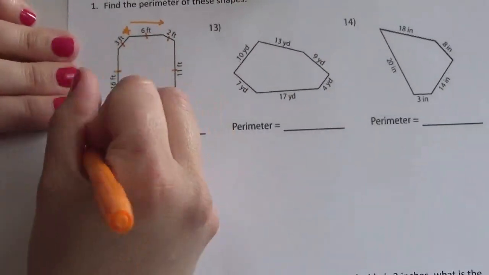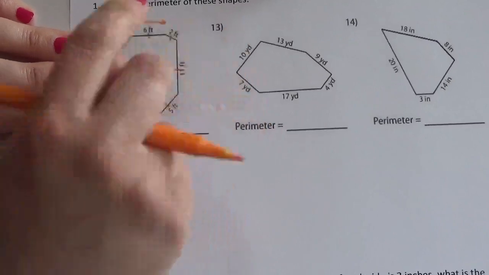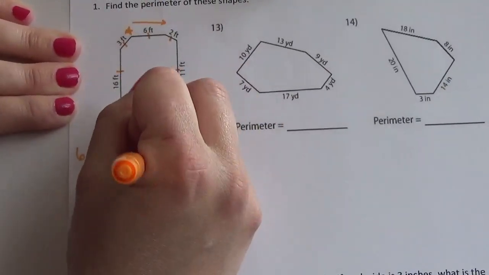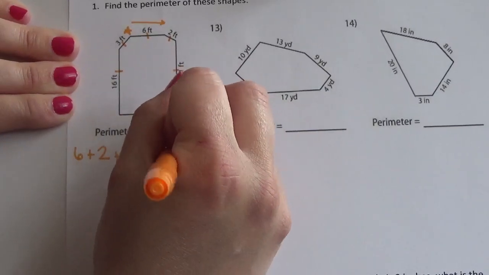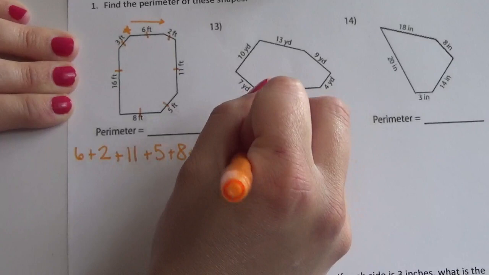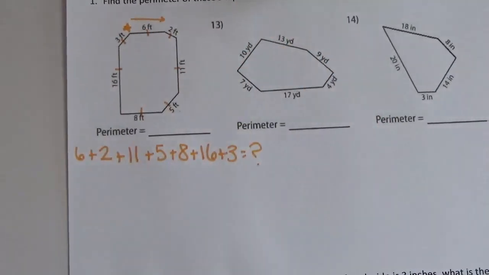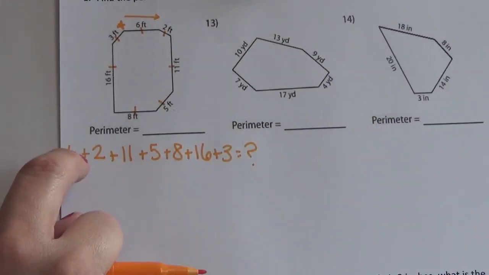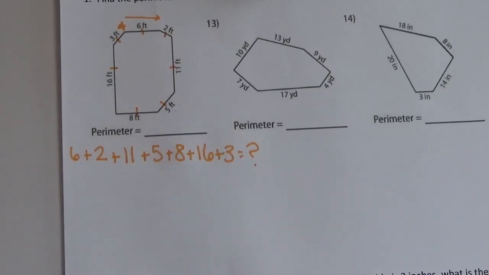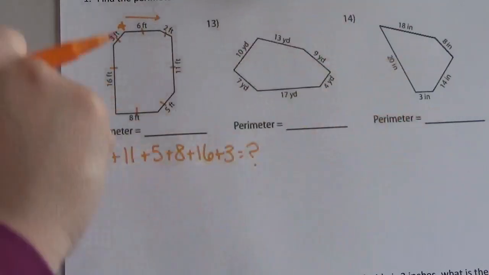So my first side measures 6 feet. My second side measures 2 feet. Third side measures 11 feet. And then 5 feet. And then 8 feet. And then 16 feet. And then 3 feet. So if I did this correctly, I should have 7 sides here. 1, 2, 3, 4, 5, 6, 7. And I do. So I have to add up all 7 sides to figure out the distance around.